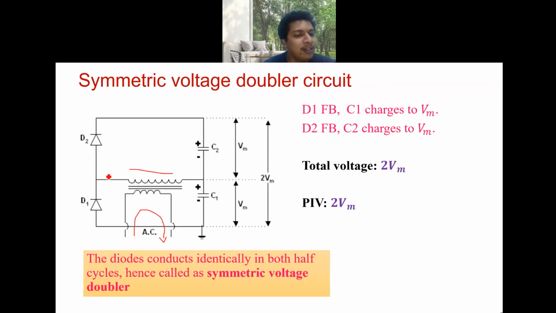So you will have an AC waveform here, right? You will have an AC waveform here like this. It can be the positive half cycle or the negative half cycle.